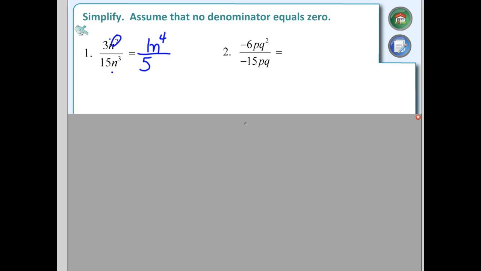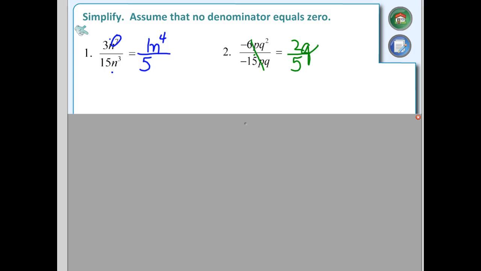Now, let's look at number 2. And I would look at my signs. I didn't really worry about signs on the first one because they were both positive. But when I look at number 2, we've got a negative divided by a negative. So we know that's going to be a positive answer. If I had 6/15, how can I reduce that fraction? Yeah, once again, my GCF is 3. So we're going to have 2/5. P divided by P, well, we would say they cancel each other out. And then q squared divided by q leaves me 1q.